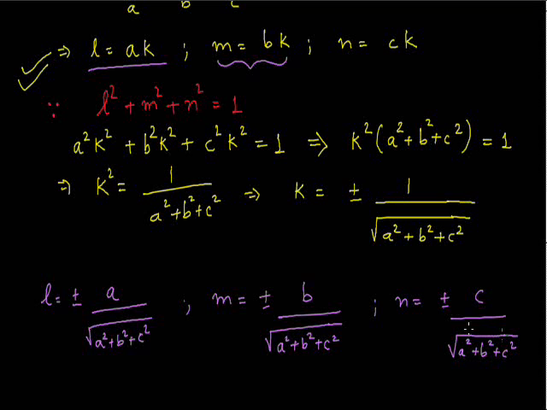So this is how you can find the direction cosines when you are given the direction ratios. What we were given were the values of A, B, C, the direction ratios, and with the help of them, we have found the direction cosines.